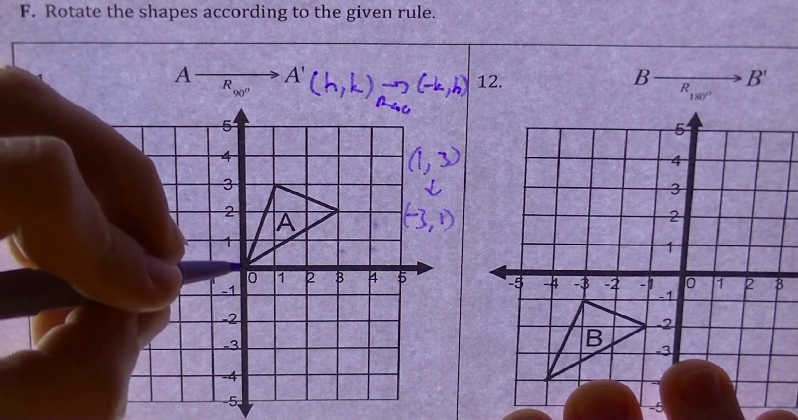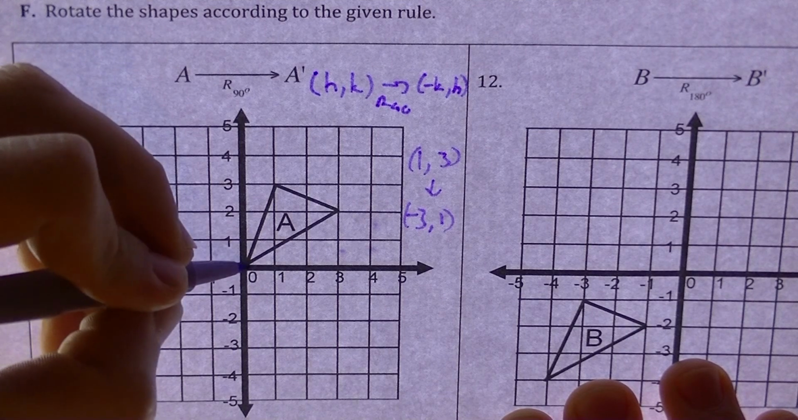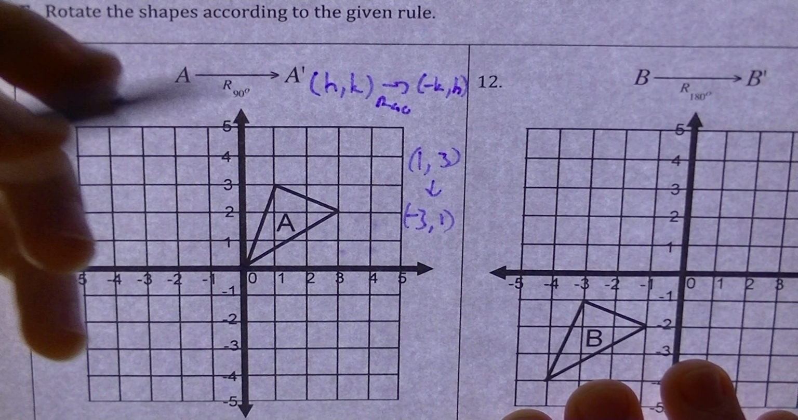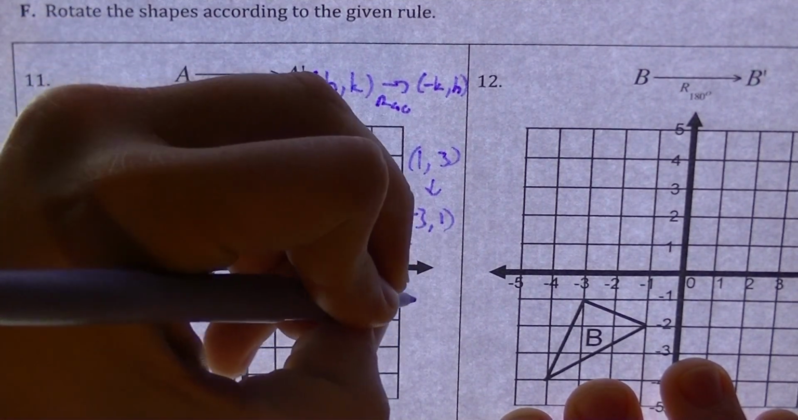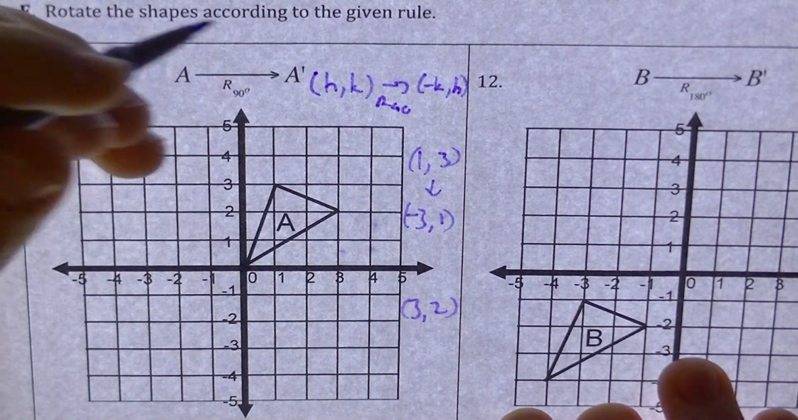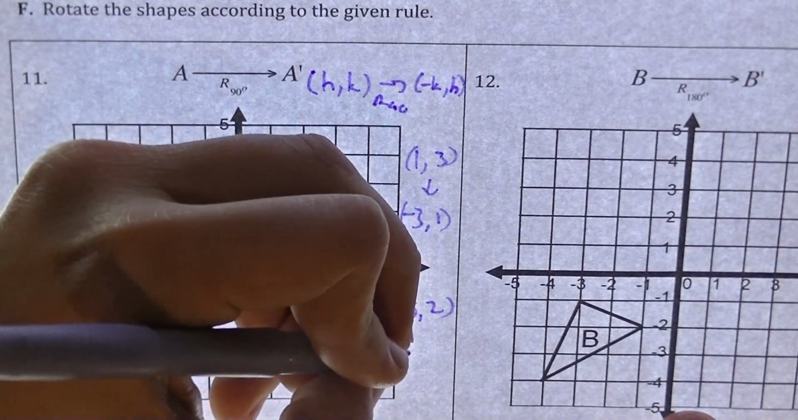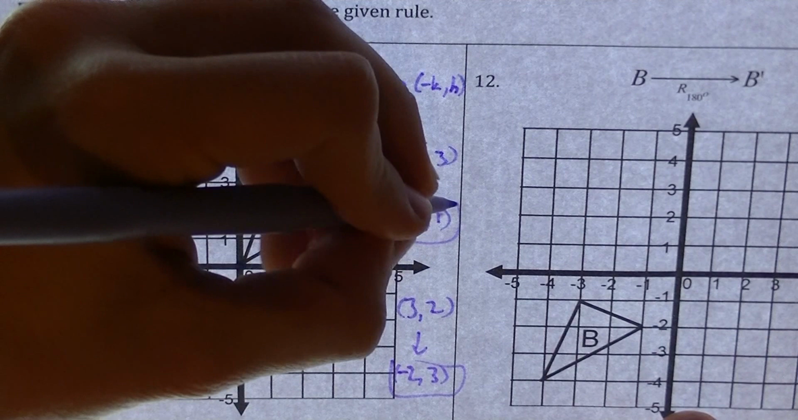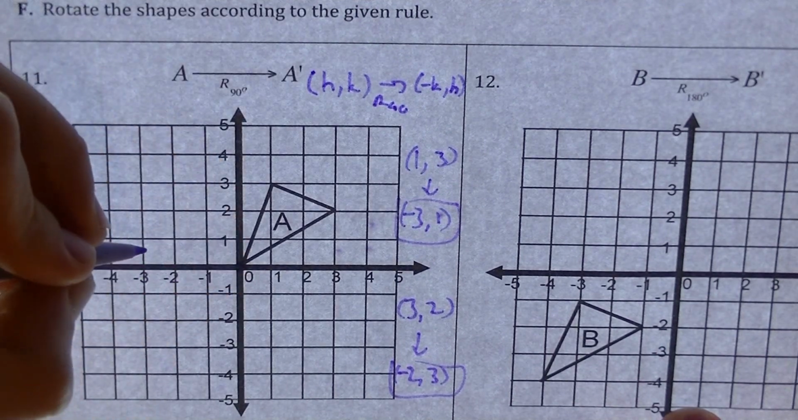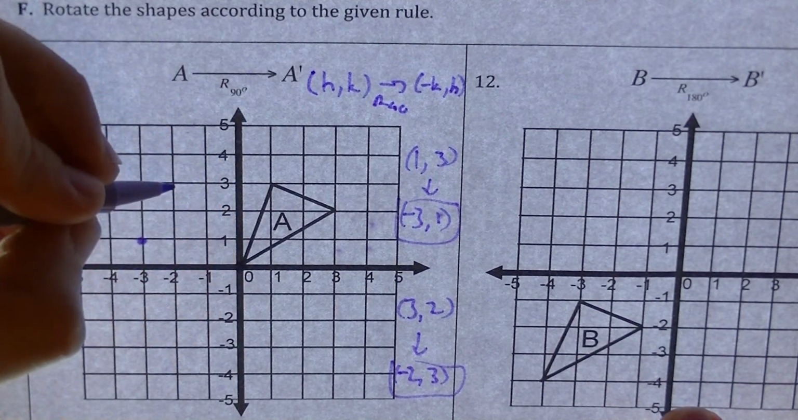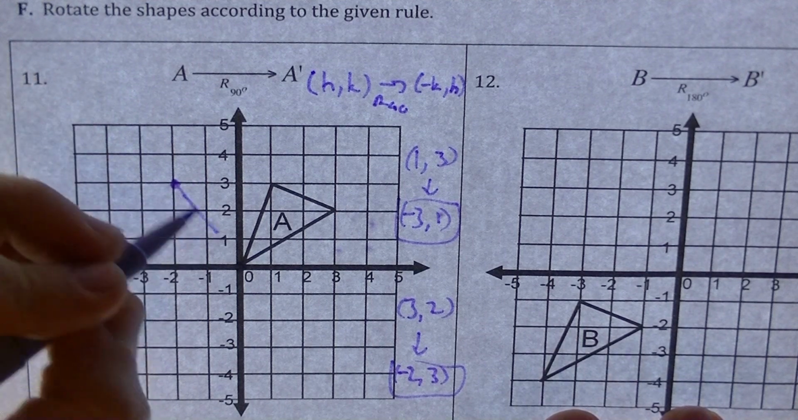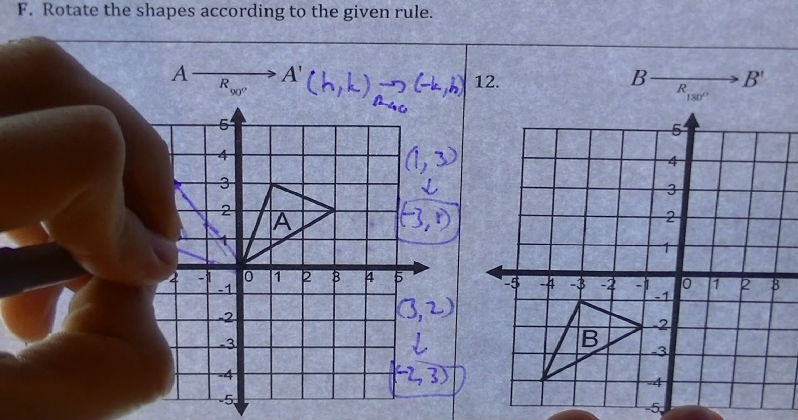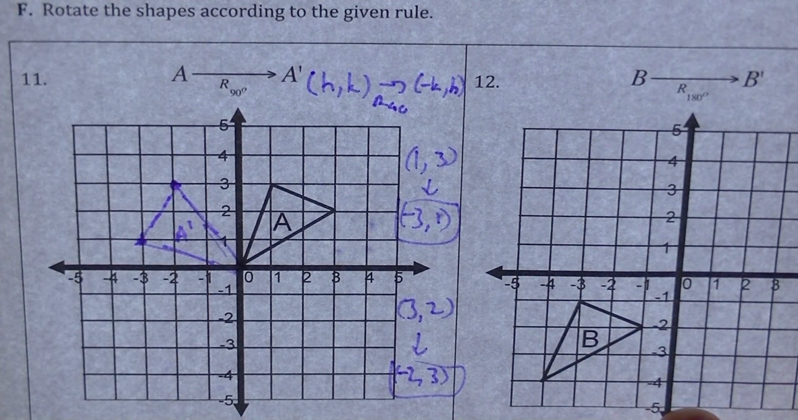The point 0, 0 is not going to change because I flip and switch the signs of 0, 0. It's still just 0, 0. And here I've got 3, 2. That's going to flip and then change the signs of the first one. Negative 2, 3. So here are my new coordinates. Negative 3, 1 and negative 2, 3. Here is A prime after a rotation of 90 degrees.